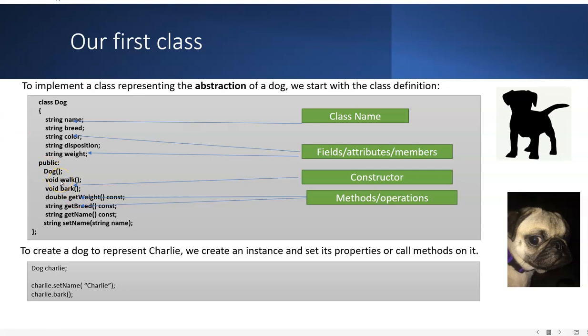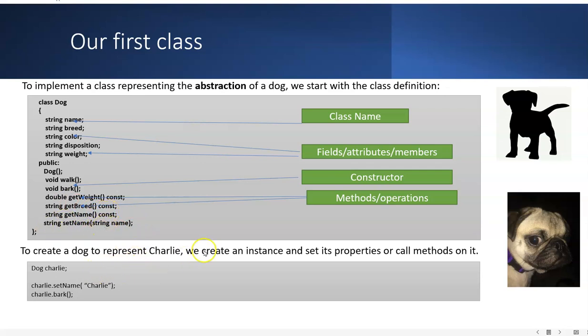We have the method walk, which returns nothing. We have the method bark, which returns nothing. We have double get weight const, which means the result doesn't change anything internal to the object. Similarly, we have get breed, get name, which are also consts. Then we have set name, which sets the name.